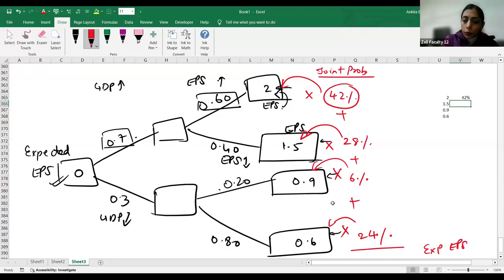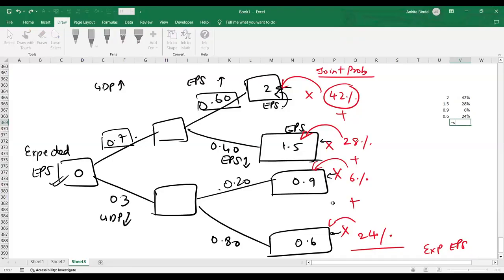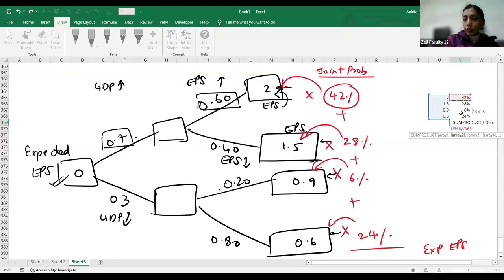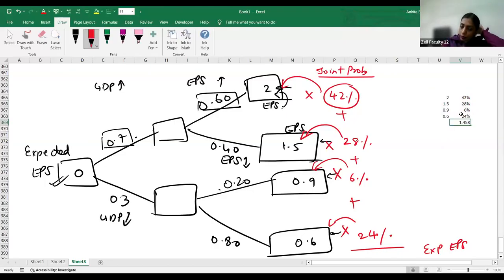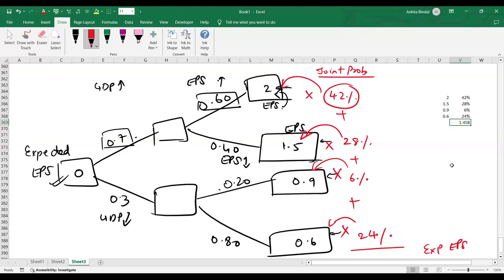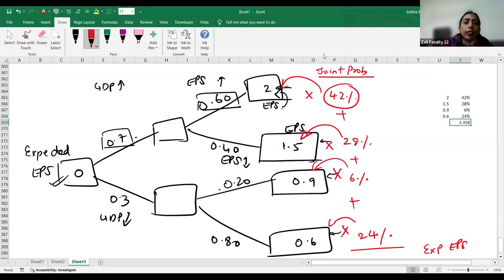This is 42, 28, and then 6, and then next. 1.458. What is 1.458? Yeah, final answer, ma'am. Yeah. So 1.458, if we round it off to 2 decimal places, we'll be getting 1.46. So what is the expected EPS? $1.46.